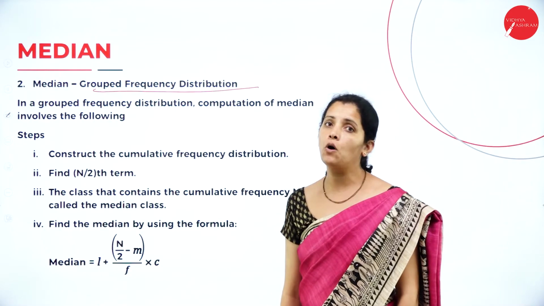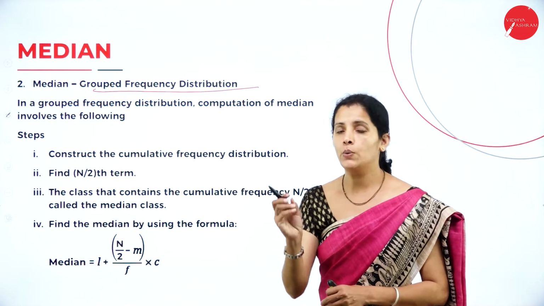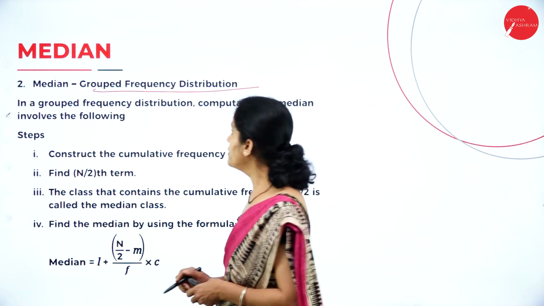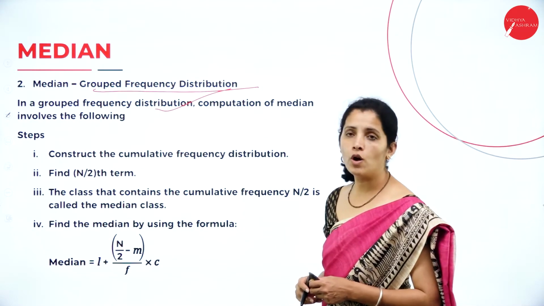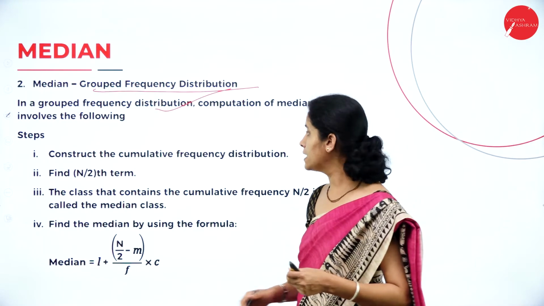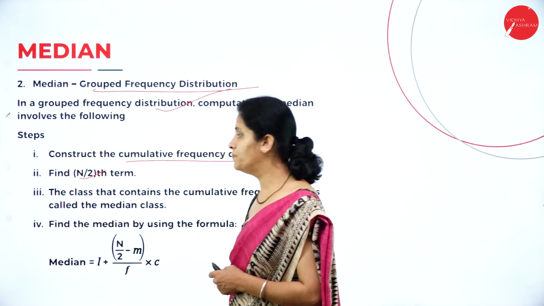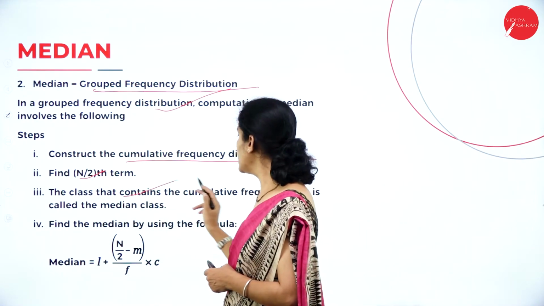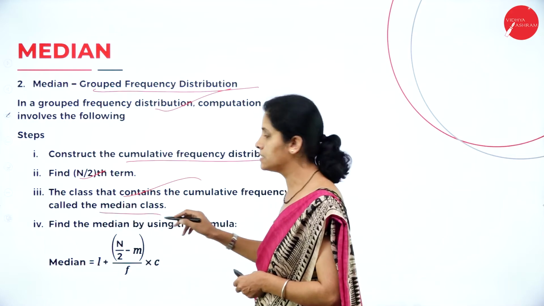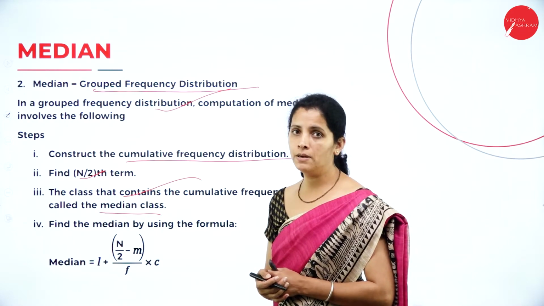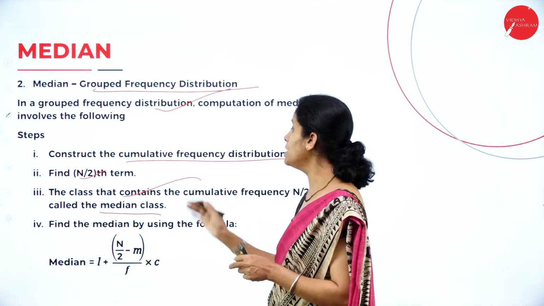Now, dear student, I'm going to have the median in grouped frequency distribution. So, dear student, here all the data are arranged in some manner with the frequency distribution. In the grouped frequency distribution, computation of median involves the following steps. So what I want to do? First, I want to calculate the cumulative frequency distribution and I have to find out n by 2. Now, the class that contains the cumulative frequency n by 2 is called the median class. So, dear student, in the given table, the class which contains the median value is called the median class.